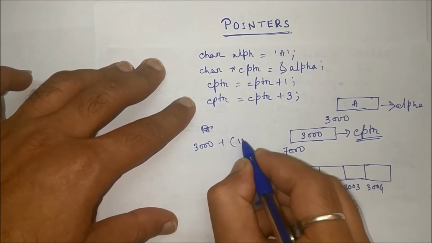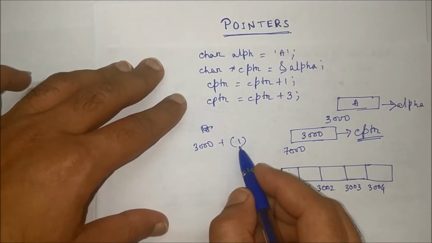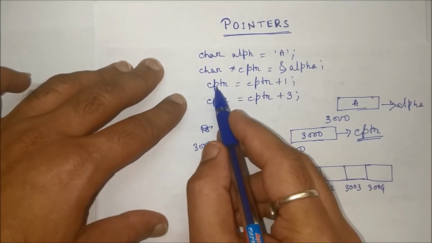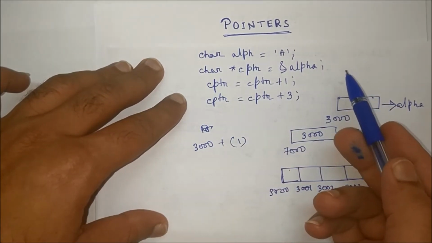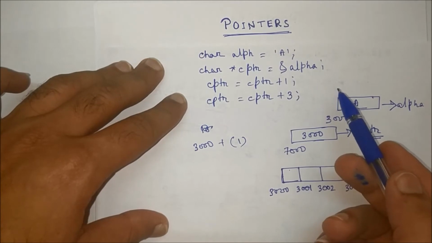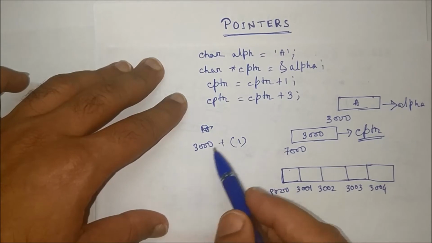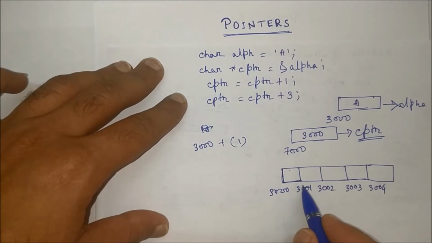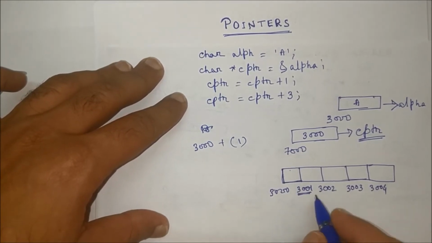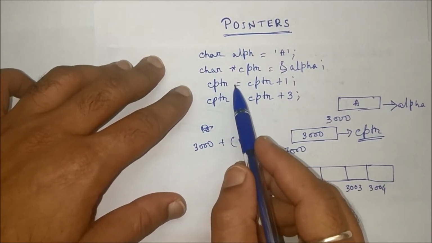Now we are going to ask the compiler to go to the next location where we can store another character variable, because it's a character pointer. So it will always point to the next location where another character address is available. Whenever you are performing this operation, you are asking the compiler to go to the next location where you have another character variable. As a character variable is 1 byte, how many bytes will it traverse? It will go to the next location, which is nothing but 3001.